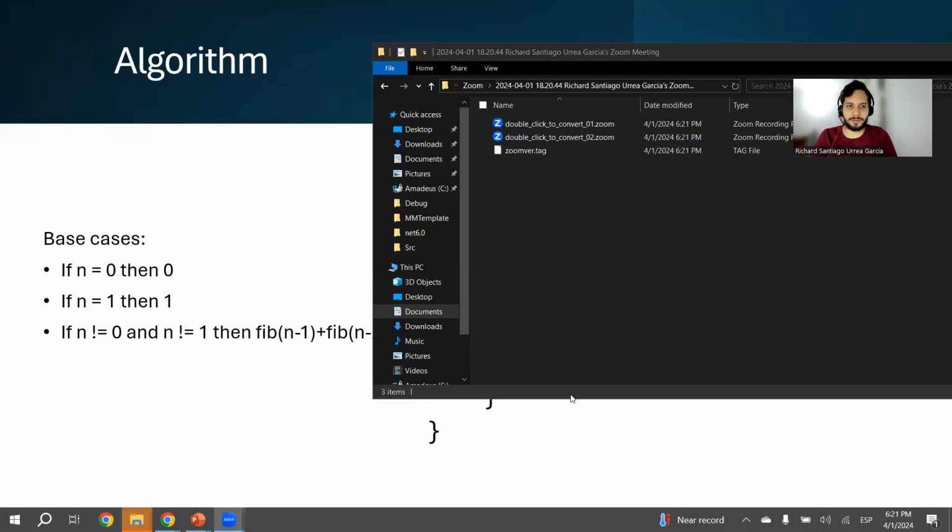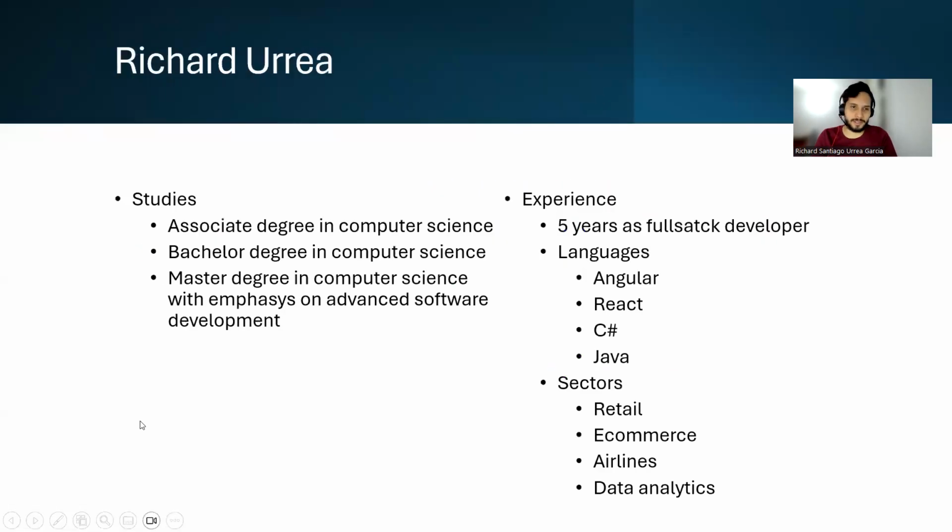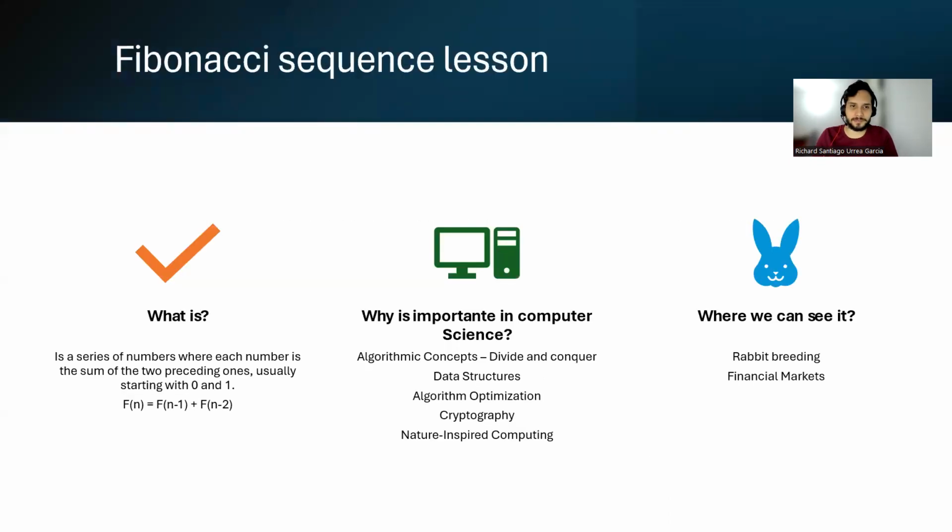First of all, I would like to introduce myself. I am Shreya, as already said, I am from Colombia, and I have an associate and a bachelor degree in computer science, and currently I'm studying a master degree in computer science too, with an emphasis on advanced software development. I have 5 years of experience as a full stack developer, managing languages like Java, C Sharp, Python, and frameworks such as React, Angular, and others. I have worked in sectors such as retail, e-commerce, airlines, and data analytic companies.